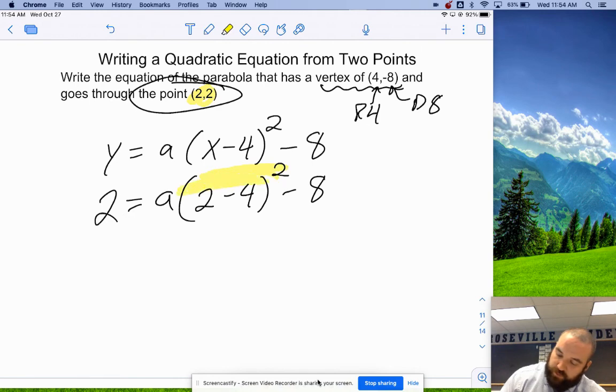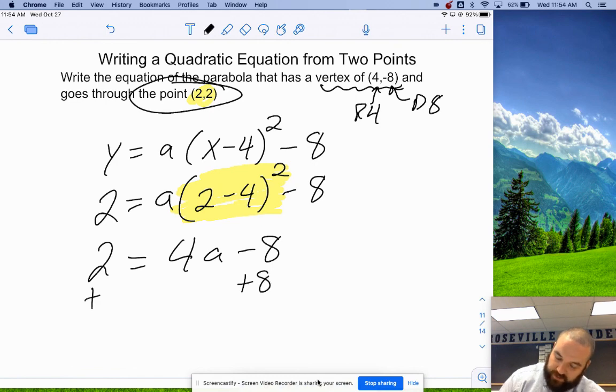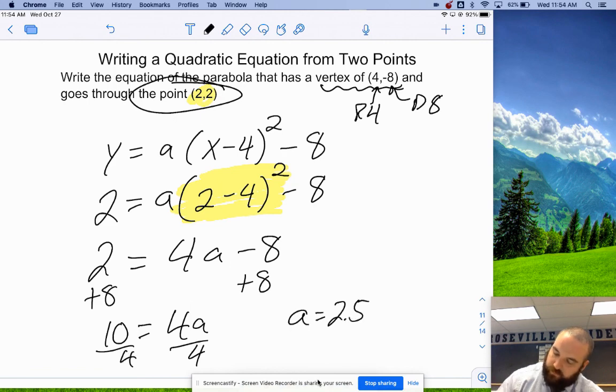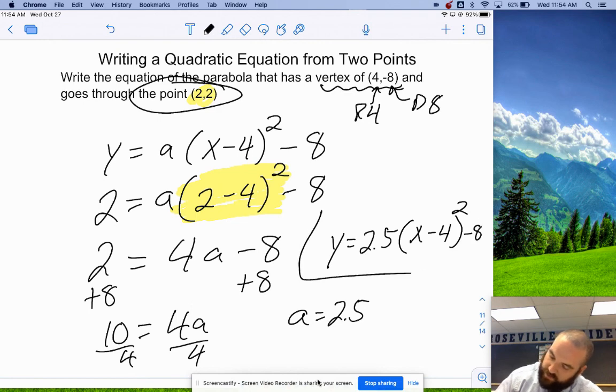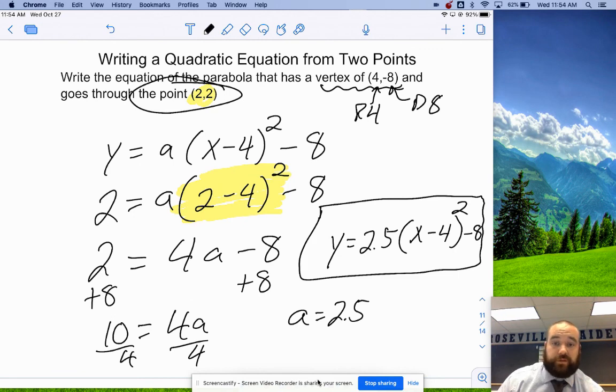This is the most important part. 2 minus 4 is negative 2. If I square negative 2, I'm going to get positive 4. So 2 is equal to 4a minus 8. Now I can solve by adding 8 to both sides to get 10 is equal to 4a. Divide by 4, divide by 4. A is 2.5. So 2.5 times x minus 4 squared minus 8. That is the equation. And that is the only parabola that has a vertex of 4, negative 8, as well as goes through the point 2, 2.